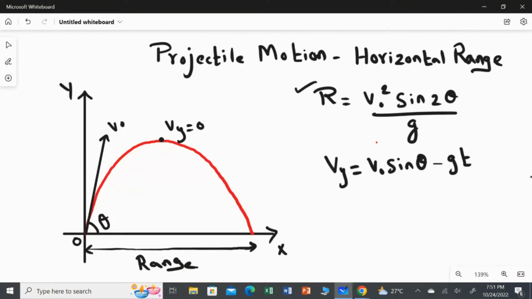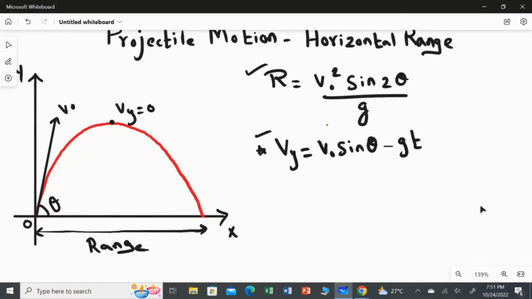Let's see the diagram again. Suppose you launch the projectile at a certain angle, the projectile will move in this parabolic trajectory. Once the projectile reaches the maximum height, its vertical velocity is equal to 0. For calculating this range, I'm going to use the velocity equation which we already explained in the previous video. Now, I am going to substitute v of y, which is equal to 0, in this equation. So now what will happen? Once you substitute the value of v of y equal to 0, the equation will become 0 equal to v naught sine theta minus gt.